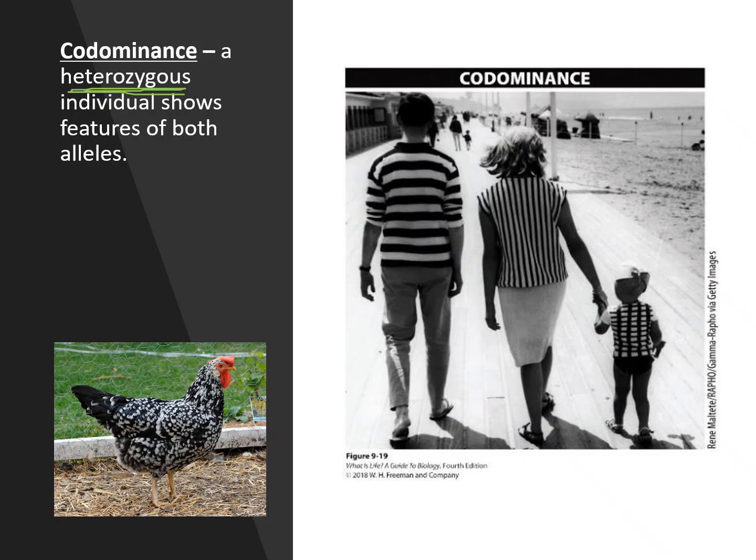The first is this black and white chicken. This is if we combine a black feathered chicken with a white feathered chicken, their offspring will have both of those traits. So individual black feathers and individual white feathers.